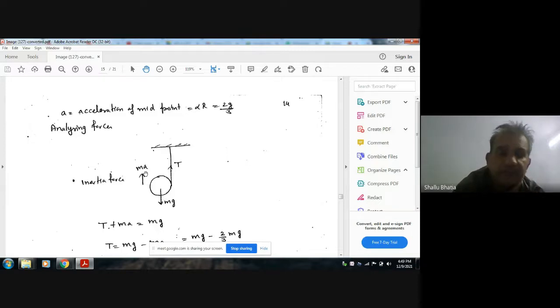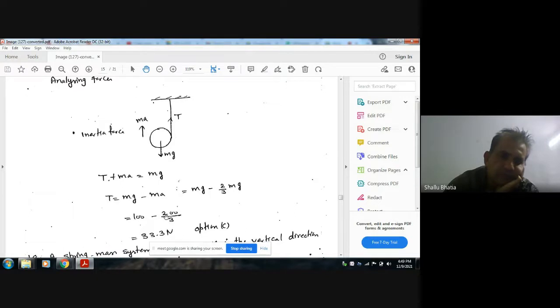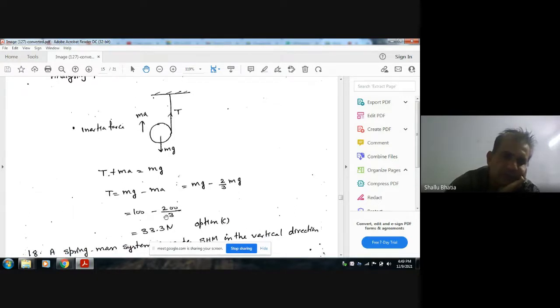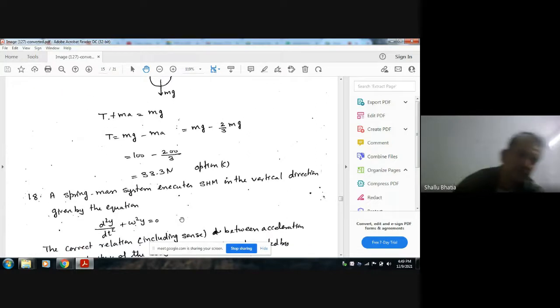Initially we balanced the moment. Now we balance the forces. mg is acting downward, the inertia force is acting upward, and T is in the upward direction. So T plus ma is equal to mg. The value of a is known, the value of m is also known, and g we have to take as 10. Putting these values, we can find out T as 33.3. So option C is the answer. Okay. Next.